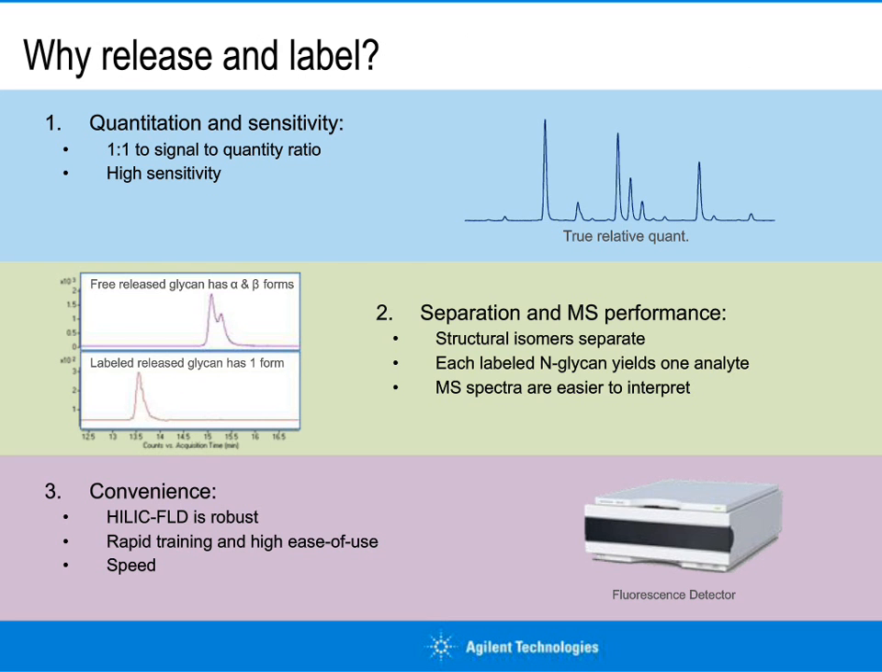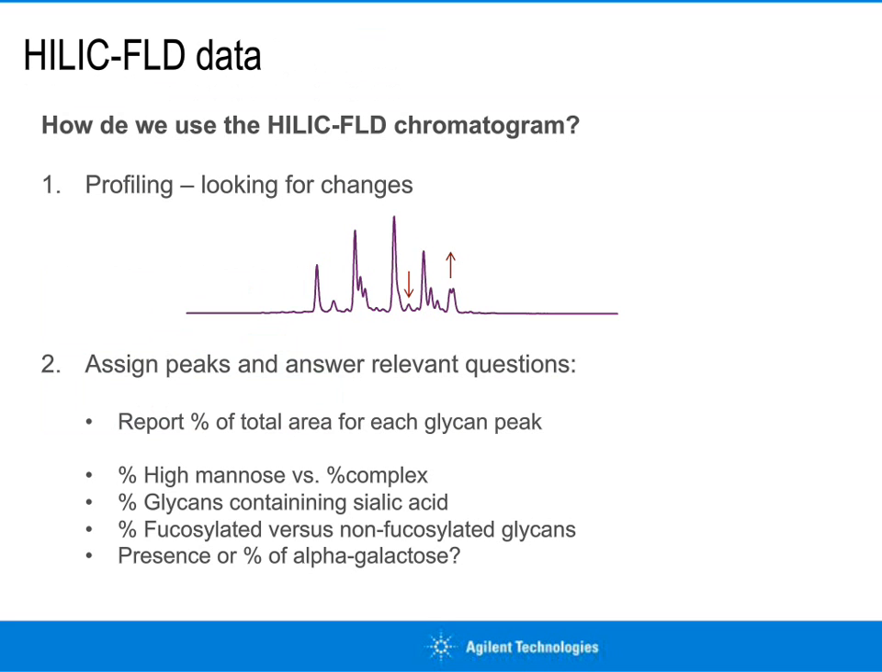There are several ways to interpret a HILIC fluorescence chromatogram of N-glycans. At a basic level, the chromatogram provides a relative profile of the N-glycosylation that can be used to monitor consistency between samples. More often, the analyst will assign the peaks to particular glycan structures. The data can then be tabulated and simplified into categories so that we can report properties such as the relative amount of high mannose glycans compared to complex glycans, or the relative amount of fucosylated versus non-fucosylated structures.